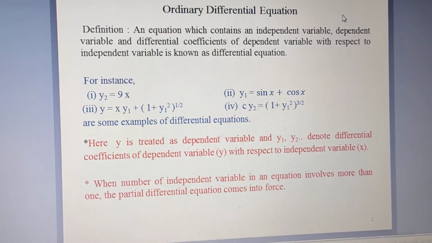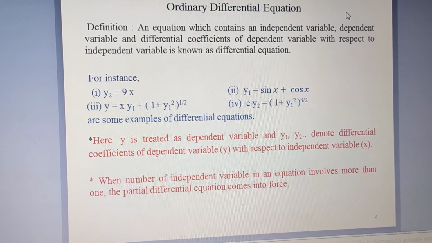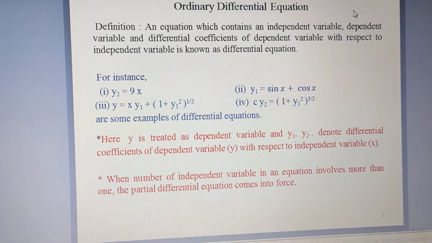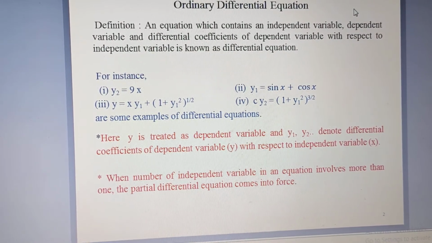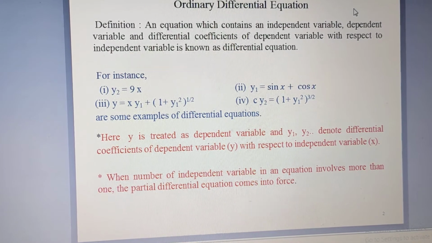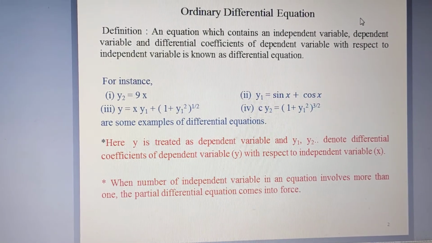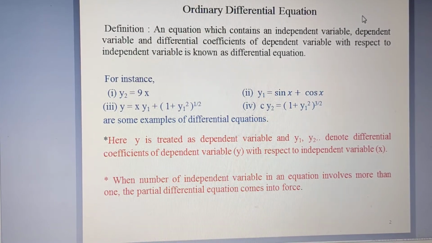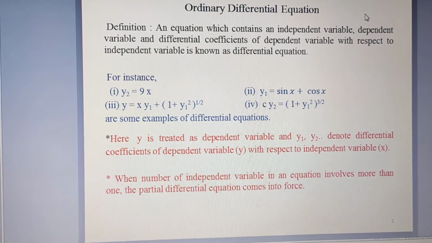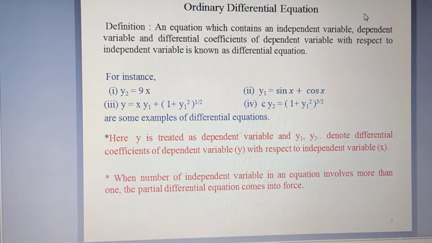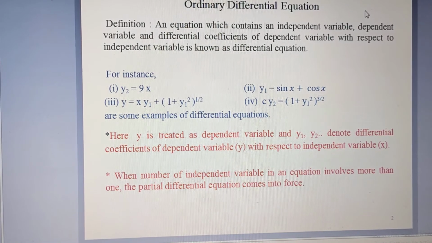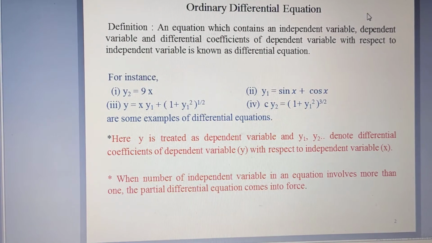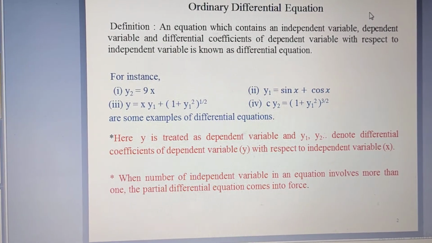What does it mean? An equation which contains an independent variable, say x, a dependent variable, say y, and differential coefficients of the dependent variable with respect to the independent variable, say dy upon dx, which may be denoted as y1, d2y upon dx square, which is y2, and so on. If x, y and these differential coefficients are involved in an equation, then it is known as a differential equation.